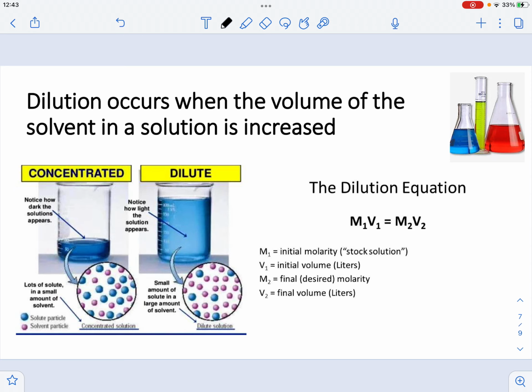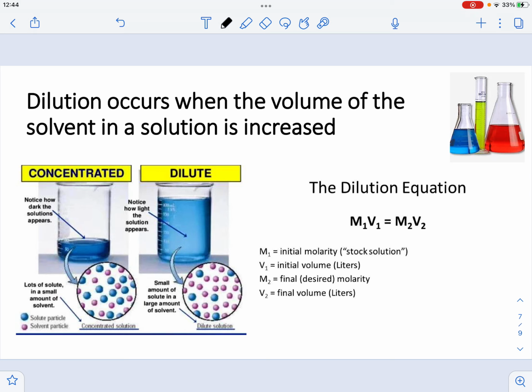Another important concept that we need to understand when it comes to solutions is dilutions. Dilution occurs when the volume of the solvent in a solution is increased. Let's say that we have a particular concentrated solution. And we understand that this solution is concentrated because we can see that it has a dark color. When we look at the molecular level of a concentrated solution, we see that when it comes to the amount of solvent and solute, we see a lot of solute in a small amount of solvent.